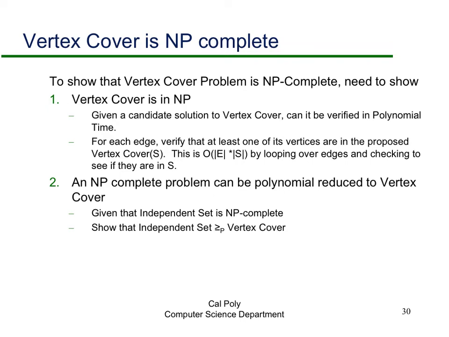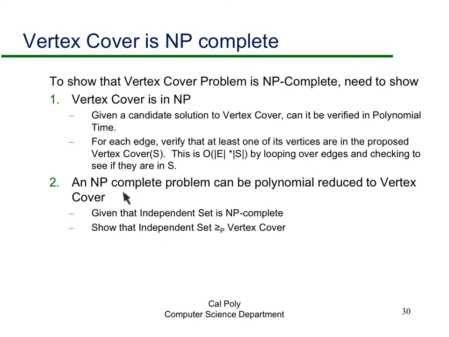Just verify that at least one of each edge's vertices is in the proposed vertex cover, so the set covers every edge. So for each edge, verify that at least one of its vertices is in the vertex cover. Again, this can be done in big O of the cardinality of the edges times the cardinality of the set. Just loop over the edges and check to see if one of their vertices is in S.